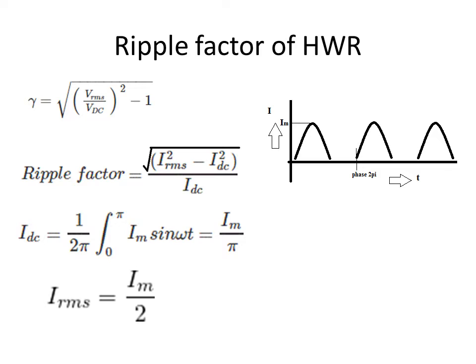And then what we do is, you have some non-zero current present in the output only from phase 0 to pi. From pi to 2 pi your current is 0. The non-zero current is from phase 0 to pi. From pi to 2 pi your current is 0. So that is a fact that we are going to use in order to find out the ripple factor.